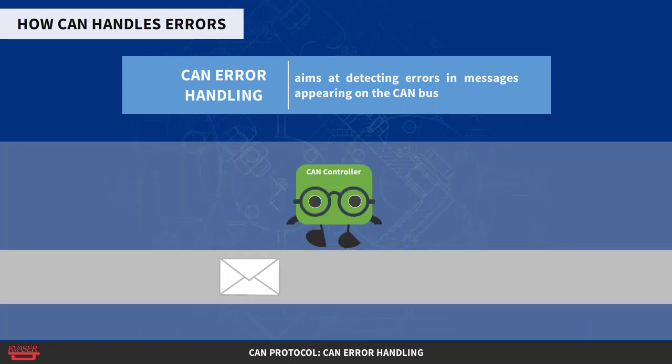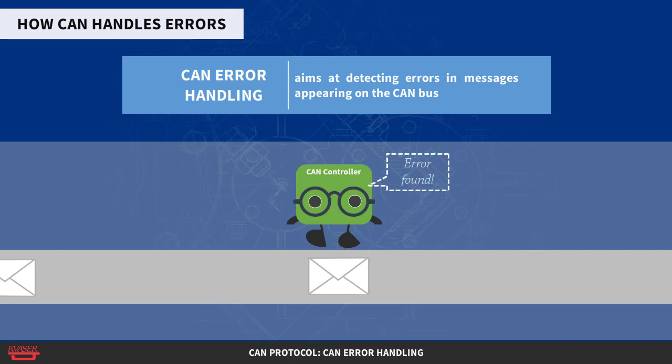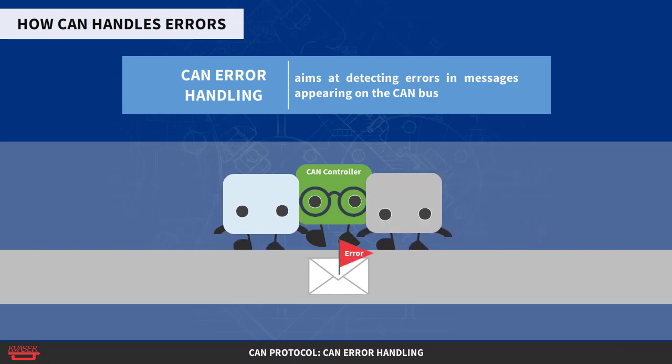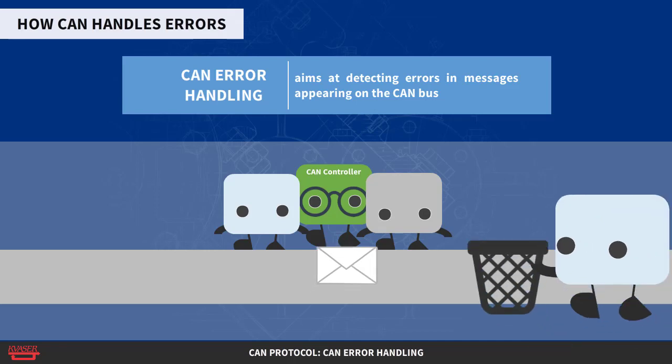Every CAN controller along a bus will try to detect errors within a message. If an error is found, the discovering node will transmit an error flag, thus destroying the bus traffic. The other nodes will detect the error caused by the error flag, if they haven't already detected the original error, and take appropriate action, that is, discard the current message.